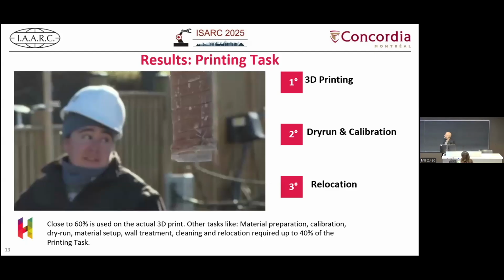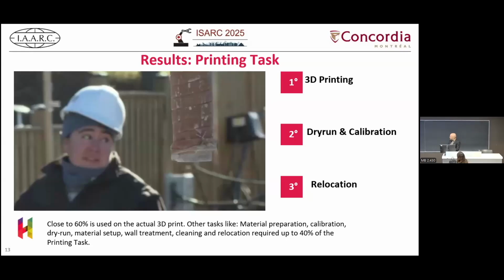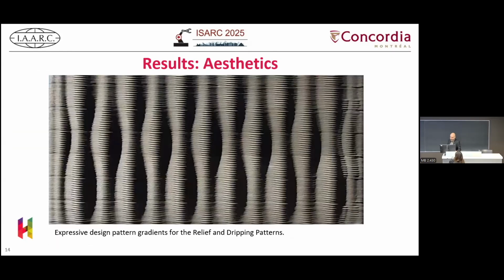Regarding the printing task, we detected that 60% of the time is used for the actual print. The rest goes to complementary tasks, such as material preparation, setting, calibration, drying, etc. So there is room for improvement there, and in the context of ISARC, it's very interesting, for example how we can implement more robotics in the other processes, such as rebar allocation.